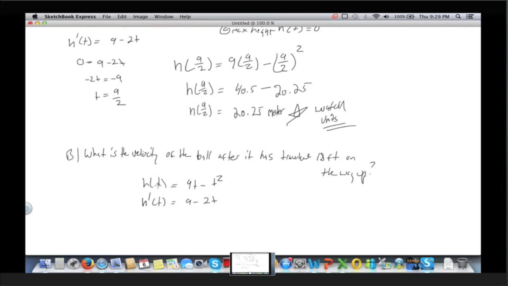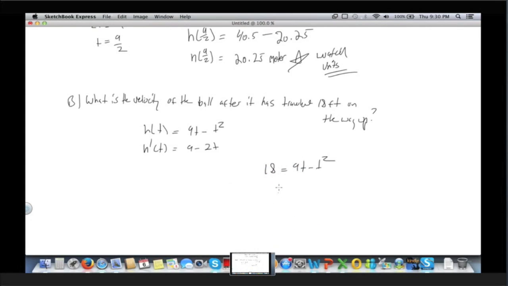Well, how long did it take to get to 18 feet? We can figure that out by setting the original function to 18 equals 9t minus t squared, and then solve for t. So t squared minus 9t plus 18 equals 0, and then t.